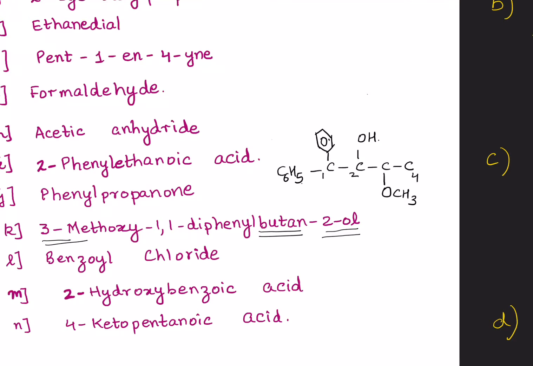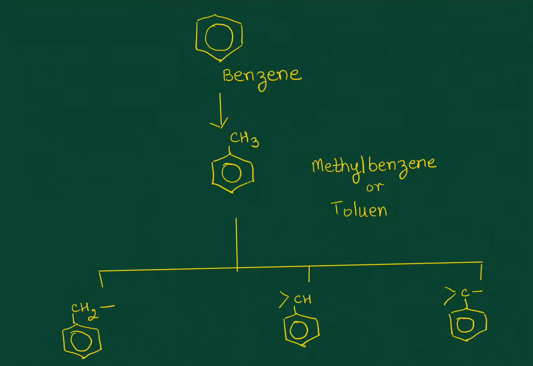Benzoyl chloride. You remember this name? Yes, benzyl, benzyl, benzo, C6H5COCl. Now let me explain the concept of benzyl, benzyl, benzo to you, because in aromatic compounds a lot of the common names are accepted as the IUPAC names.